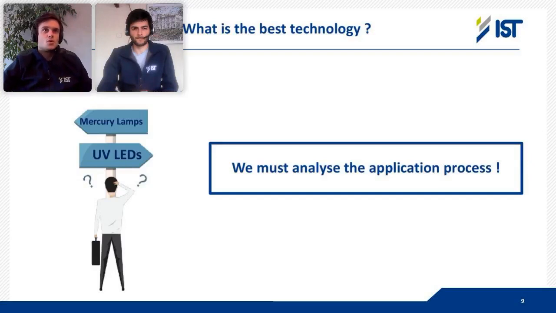To do so, we have to take into account the UV curing application we have in front of us. And once we have this application in mind, we must look at how the differences between UV mercury lamp and UV LED will play and adapt themselves regarding the selected application. And so now I will try to explain to you how at IST we approach a UV curing process in order to select and define the best technology.